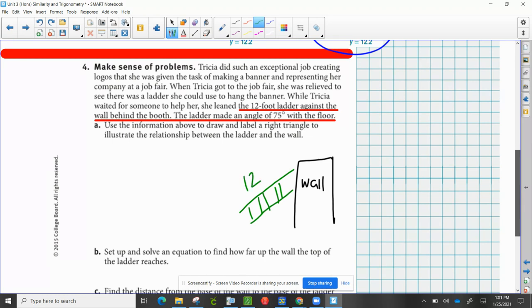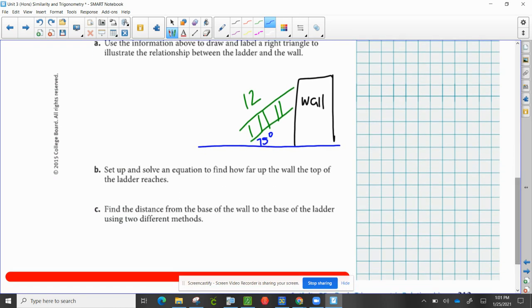Okay, so they said that this ladder, okay, against the floor makes an angle of 75 degrees. So use the information to draw and label a right triangle. I did it. Let's look at B and C. We're going to find the distance. Okay. Oh, actually, we have to do B first. My bad. We got to do B first. Set up and solve an equation to find how far up the wall the top of the ladder reaches. So basically, this length.